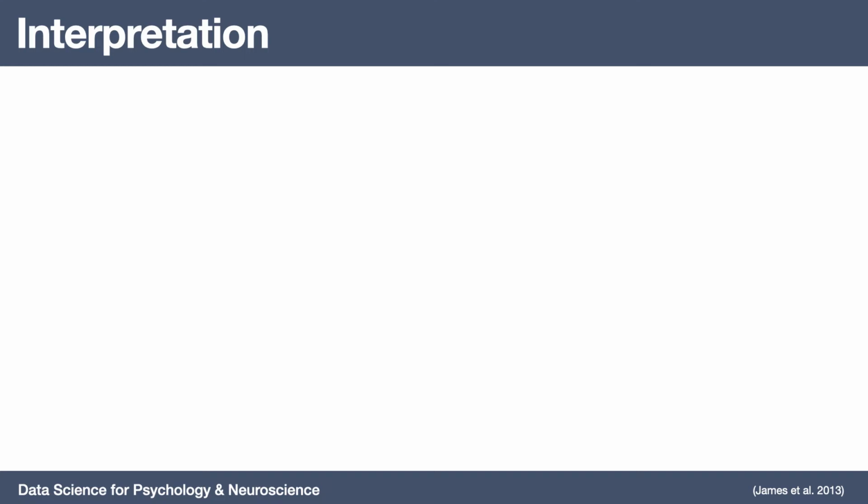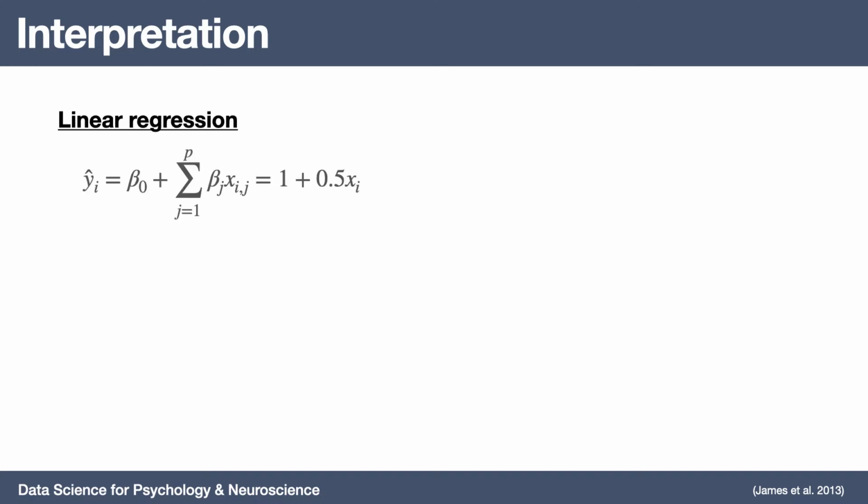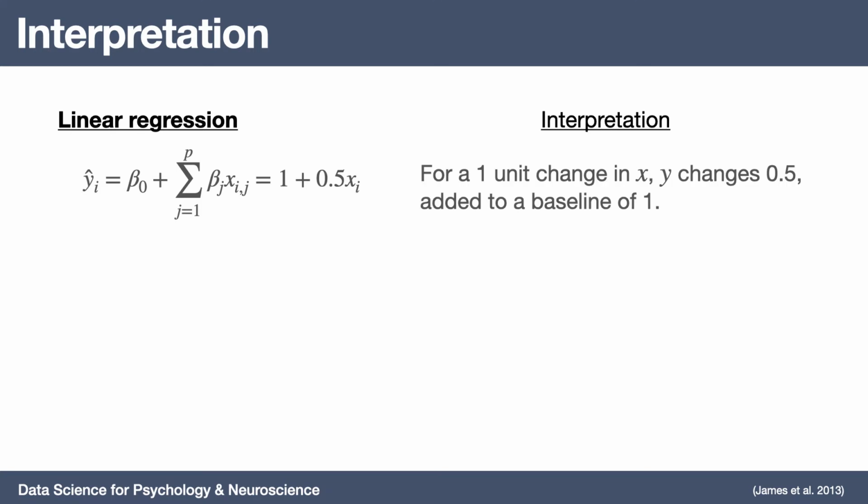Another key difference between linear regression and logistic regression is in how you interpret the models. So for example, let's say that I have a linear regression problem that boils down to any prediction of yi is 1 plus 0.5 xi. The way I would verbally interpret that is that for a unit change in x, y changes 0.5, added to a baseline of 1. That would be the way I would verbalize the structure of that model.